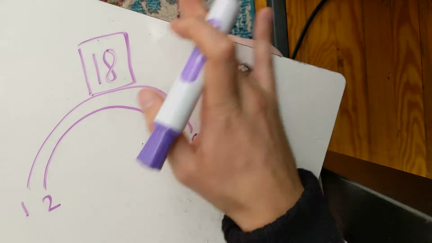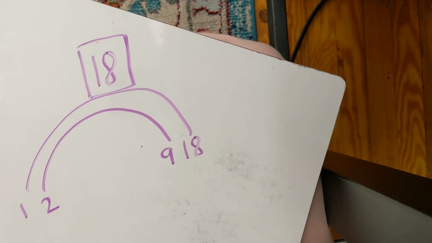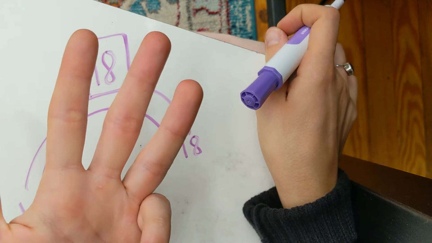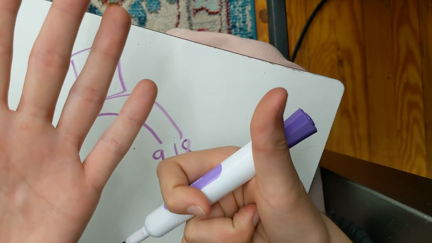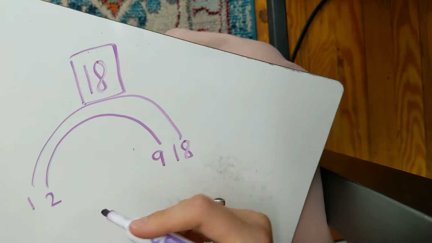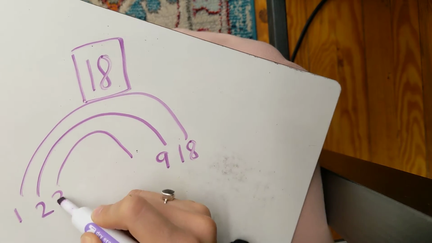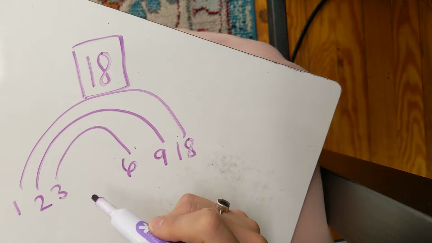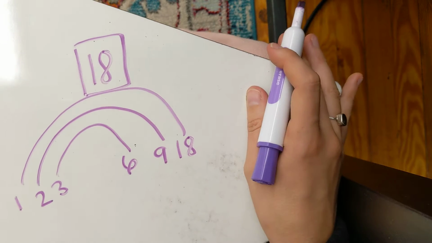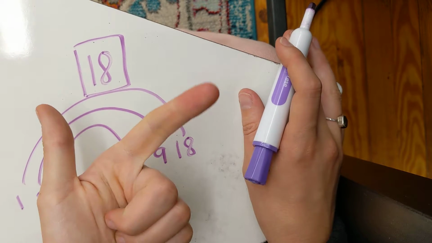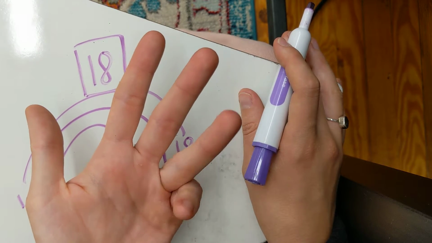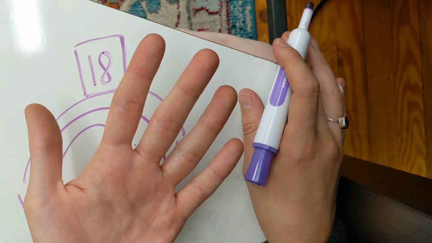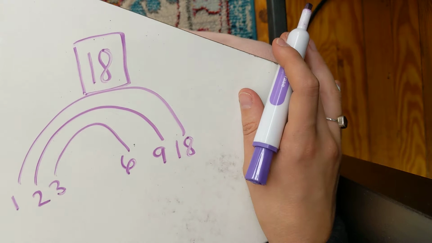Okay. Let's see, 3s. Let's try skip counting for this one. 3, 6, 9, 12, 15, 18. 3 times 6 equals 18. Okay. Now I'm going to see, is 4 a factor of 18? I'm going to skip count again. 4, 8, 12, 16, 20. Did we land on 18? Nope. So 4 is not a factor of 18.